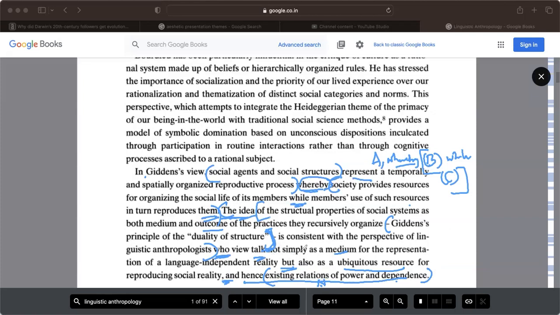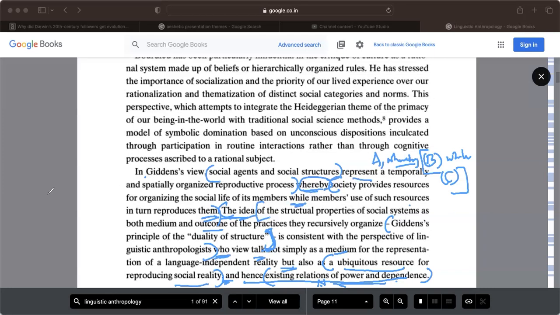So they view talk not simply as a medium for the representation of a language independent reality, but also as a ubiquitous resource for reproducing social reality, and hence existing relations of power and dependence. A ubiquitous resource for reproducing social reality, reproducing existing relations of power and dependence. So social reality and existing relations of power and dependence both are reproduced. So talk reproduces social reality. Talk also reproduces existing relations of power and dependence, besides acting as a medium. So look at how complicated this sentence gets, okay?